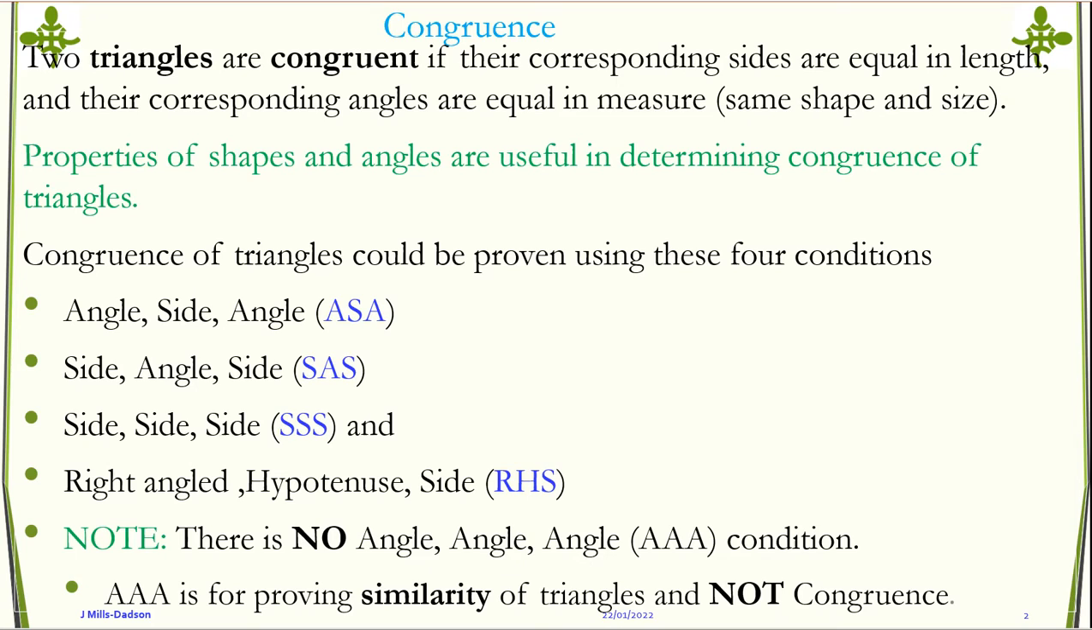I want you to note here that there is no angle condition. In proving congruence of triangles in particular, there is no angle condition. Angle is only to prove similarity of triangles. So note that AAA is for similarity, not for congruence.